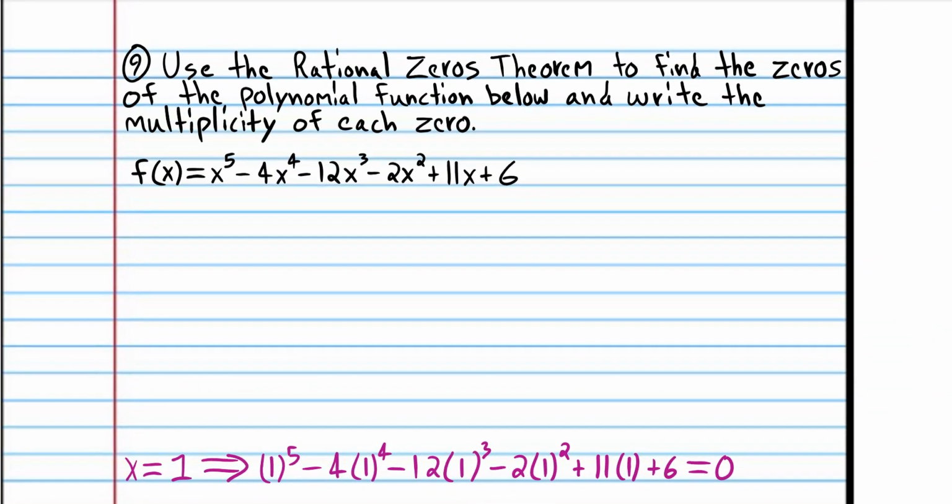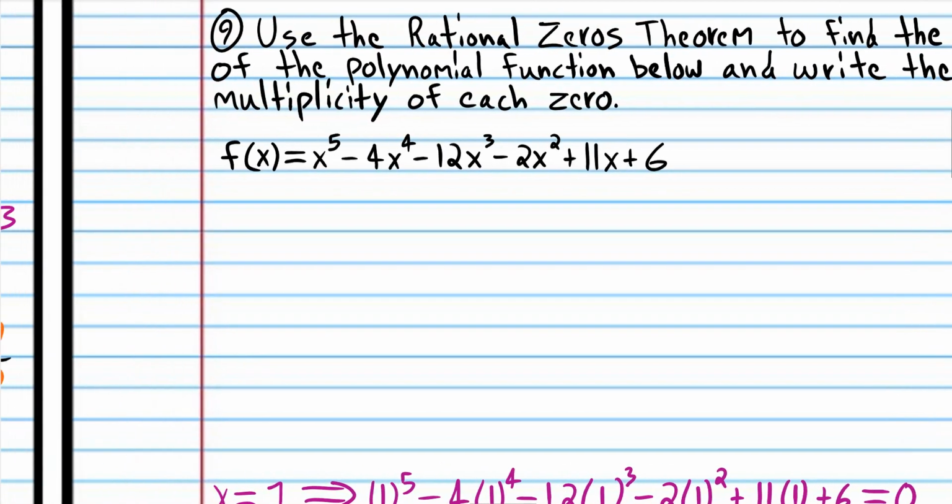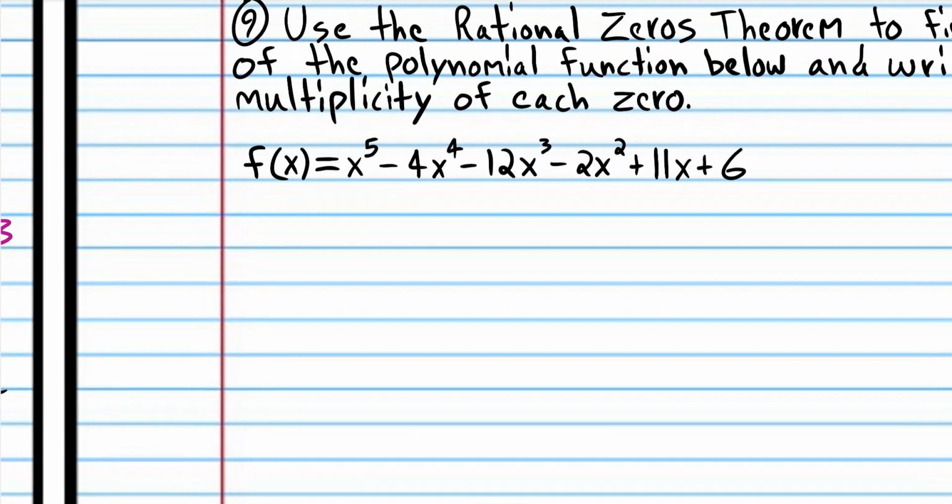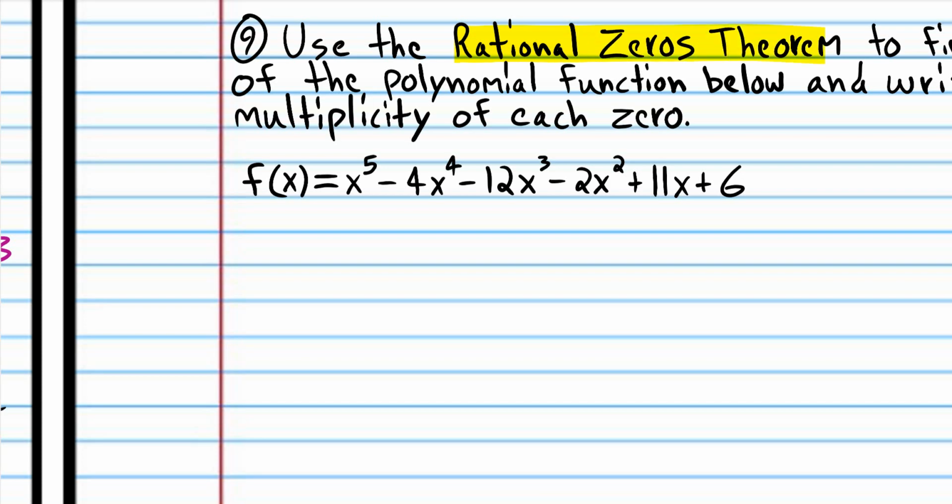This problem again is stated a little differently. It says use the Rational Zeros Theorem to find the zeros of the polynomial function. Rather than calling them roots, it's calling them zeros. And it says write the multiplicity of each 0. So we haven't written the multiplicity of the zeros in the first 2 problems that we did, but now we're going to write the multiplicity. So we're going to start by using the Rational Zeros Theorem, as we did in the first 2 problems.